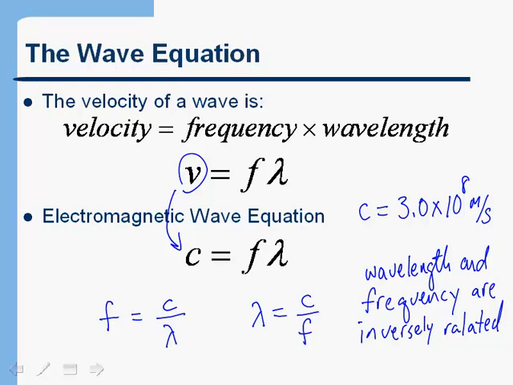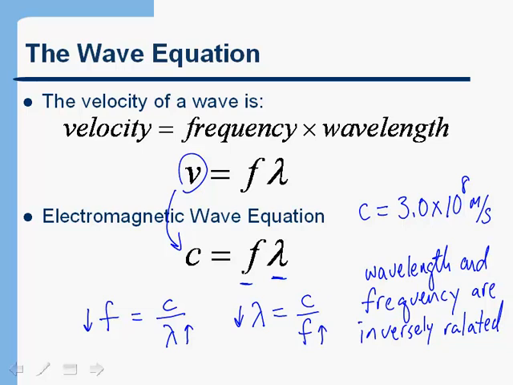And what that means is you'll notice that if I make lambda bigger, then the frequency gets smaller, because when you have a bigger number in the denominator of a fraction, the value of the fraction goes down. Or if I make the frequency bigger, the wavelength gets smaller. But what has to be true is no matter what the frequency is and no matter what the wavelength is, when they're multiplied together, they always equal 3 times 10 to the 8th meters per second.